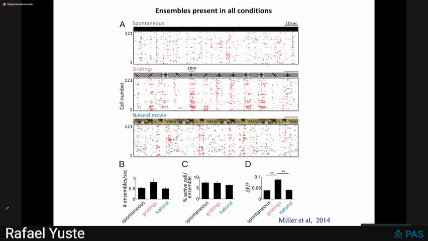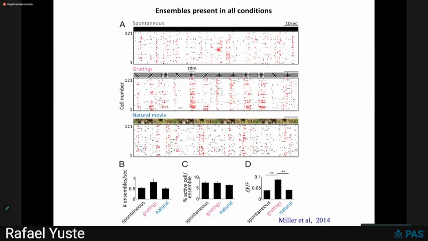And this happens also if we show the animal a natural movie, a movie of natural video scenes, in this case, taken from BBC documentaries. But if you look at the top, this is the activity of the same neurons in the dark, or when the animal is looking at the gray screen. And you can see that without any visual stimulation, these ensembles are still there. In fact, they dominate cortical activity.